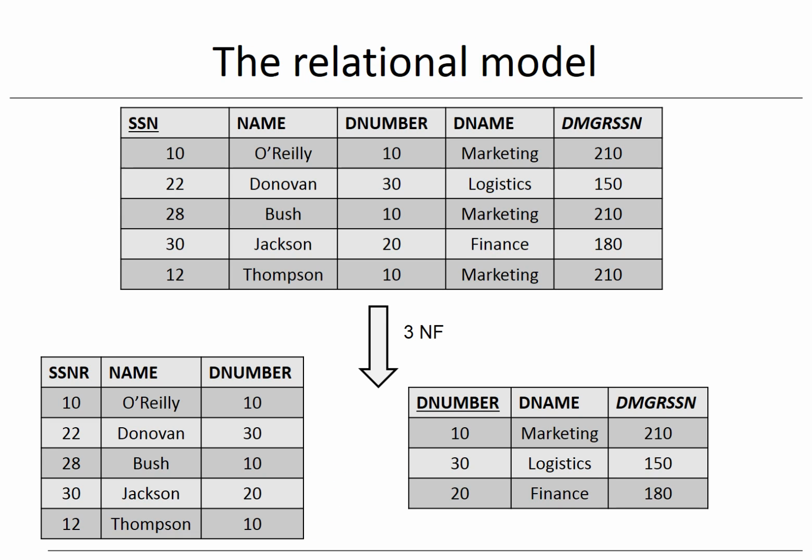Here you can see some example tuples for both the unnormalized and normalized relations. Note the redundancy in the unnormalized case, where the values marketing for d-name and 210 for d-manager's social security number are repeated multiple times. This is not the case for the normalized relations.